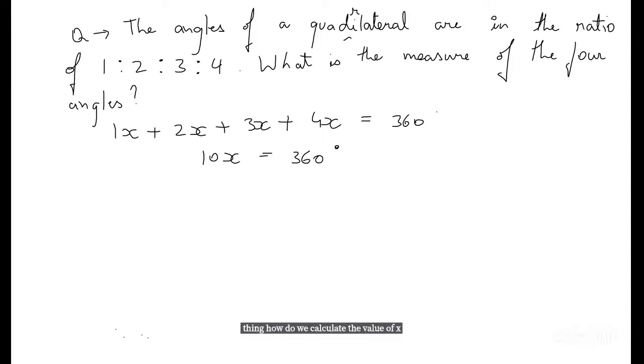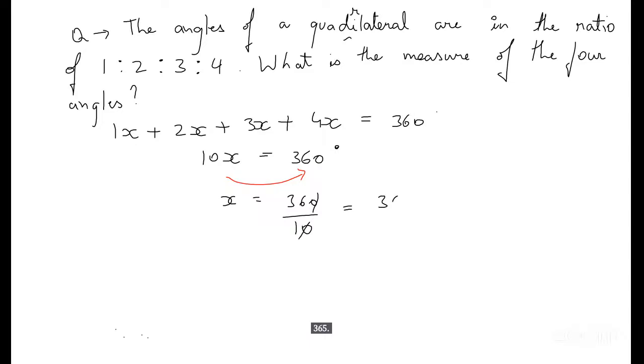Then how do we calculate the value of x? We take 10 below 360. So x equals 360 divided by 10. Cancel the 0, you'll get x equals 36 degrees. So my x is 36 degrees. This is my first angle.